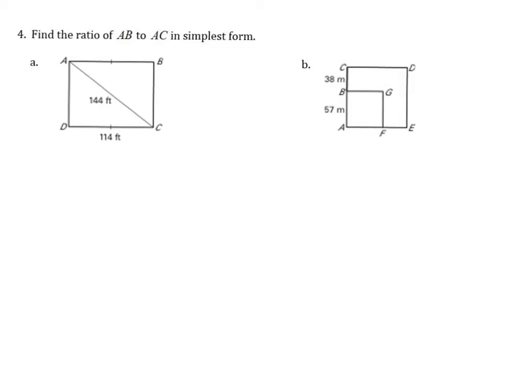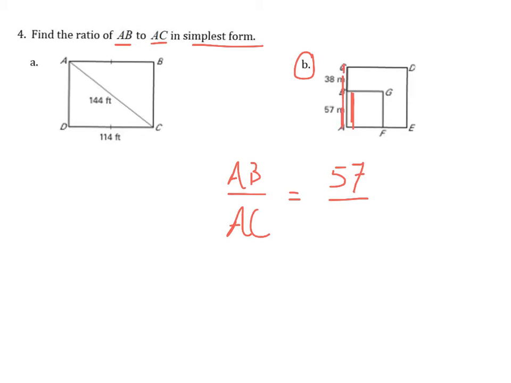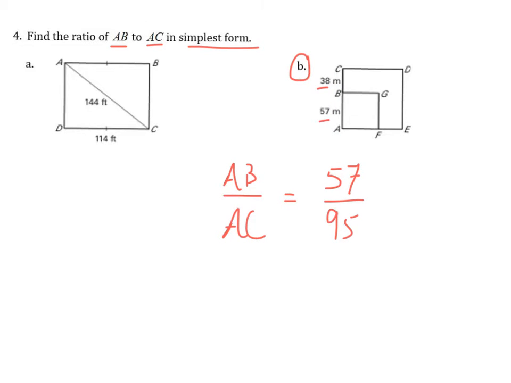For the next couple problems, I need to find the ratio of AB to AC in simplest form. So I'm going to jump to B over here. So as they told me, I want a ratio of AB to AC in simplest form. So first let's figure out where these values are in my picture. So we have AB, that's 57, and I have AC, which is this entire length, which is going to be 57 and 38 together, which is going to give me 95. And they're both in meters.